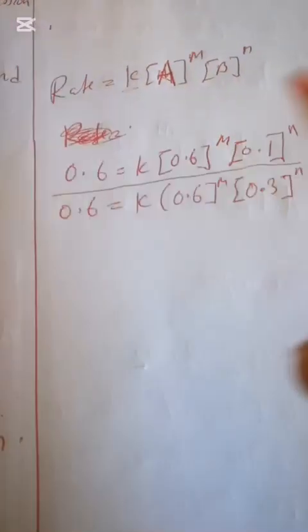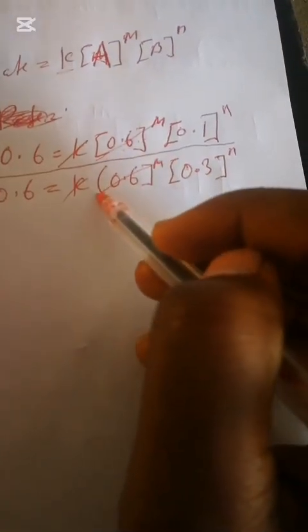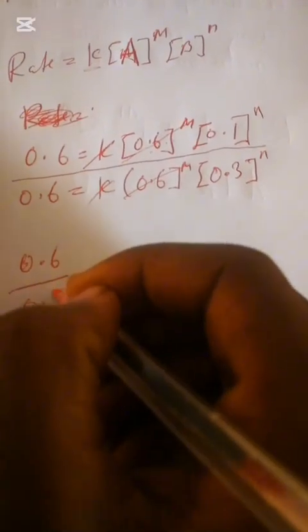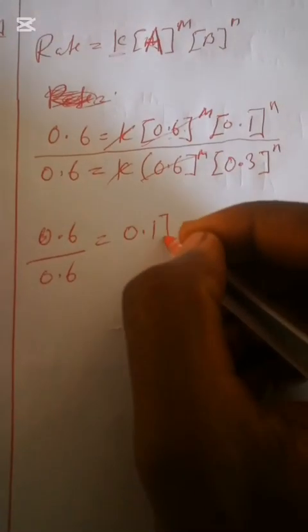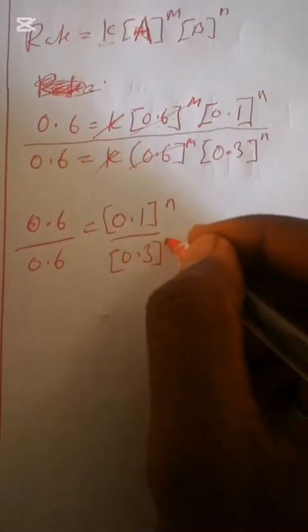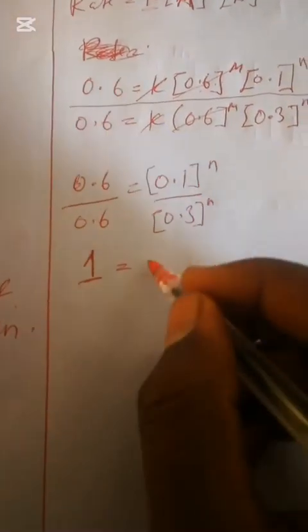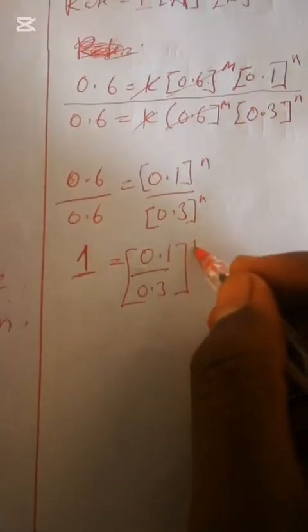Now we need just to divide. It is easy, you divide, K will go, K will go. Then this is the same, 0.6 to the power m, we learned this in indices, then this will go, then we are remaining with 0.6. So 0.6 over 0.6 is equal to what? We are only remaining with 0.1 to the power n over 0.3 to the power n. Now we can write it like this. So 0.6 over 0.6 is 1, which is equal to 0.1 over 0.3 to the power n.